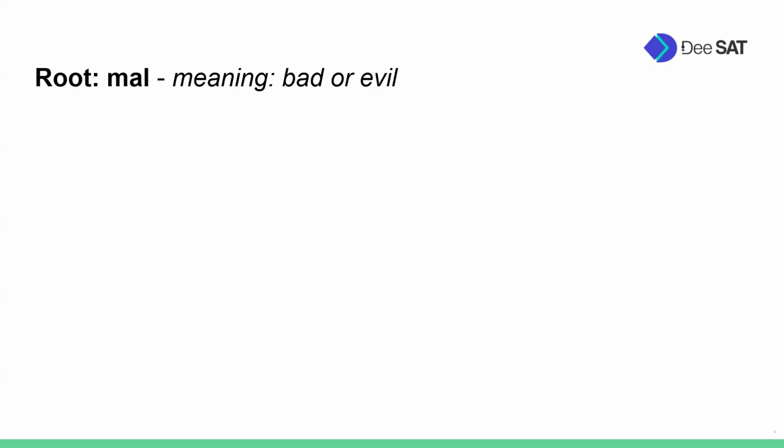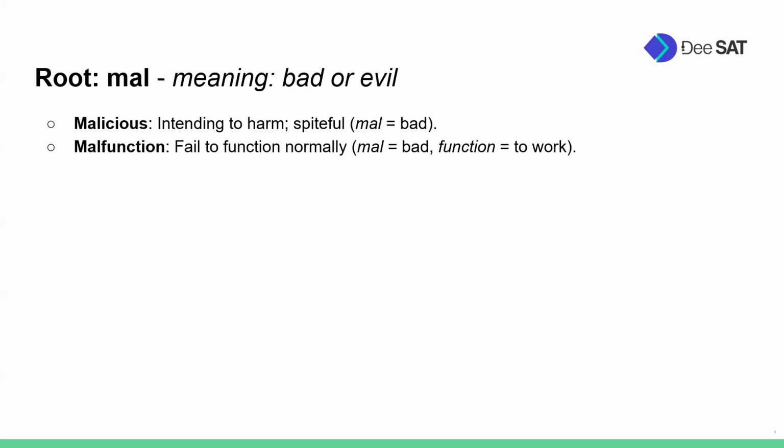Next root is mal, which means something bad or evil. For example, malicious. Malicious means intending to harm or something which is done as a spite. For example, the person has malicious intentions, or my computer now has malicious content. Malfunction, something bad. So malfunction would mean something which is failing to function. You can see that the root words are mal plus function, bad plus to work. Malfunction is a commonly used word for any kind of machinery.